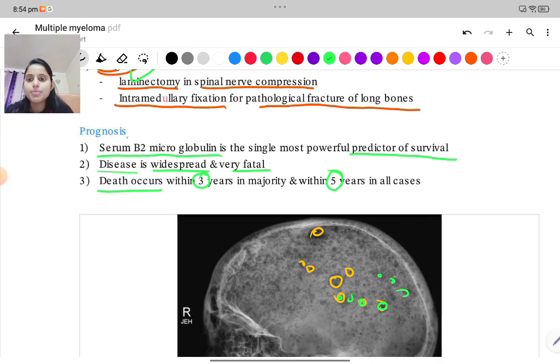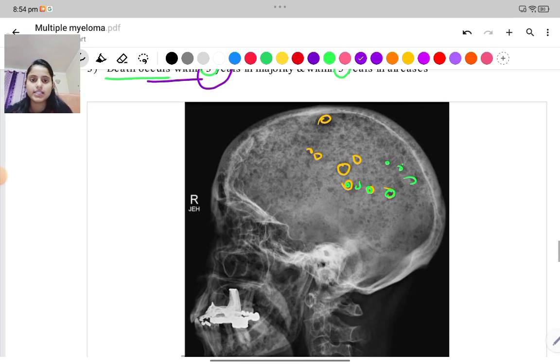For prognosis, serum beta 2 microglobulin is the single most powerful predictor of the survival. Disease is widespread and very fatal. Death occurs within 3 years, majority, and 5 years in almost all cases.